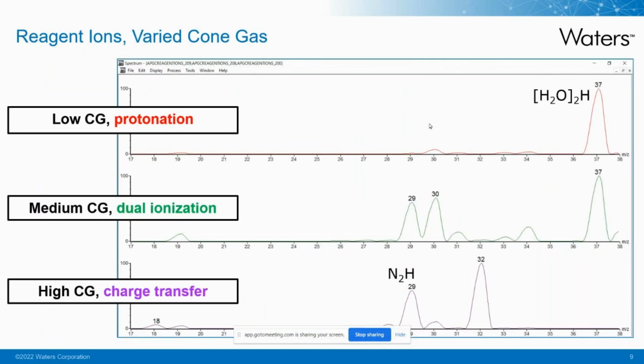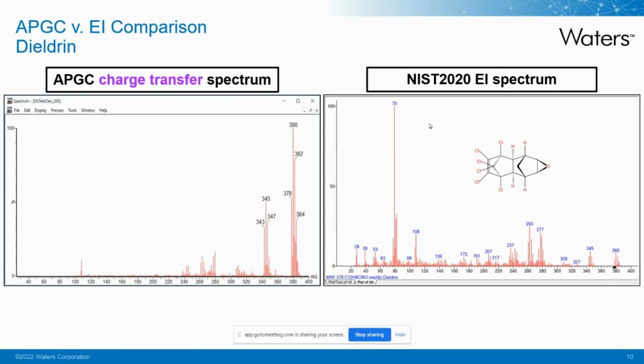But one thing we can see when we do vary the cone gas, if we look at the reagent ions, which would be common if we were doing methane CI in a vacuum source, is that as we go from low to high cone gas, the CG, we see different reagent ions. That's a reflection of what's going on in terms of the gas phase chemistry in the source. It's probably a bit more meaningful to look at that on real data.